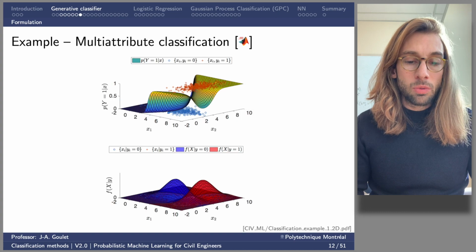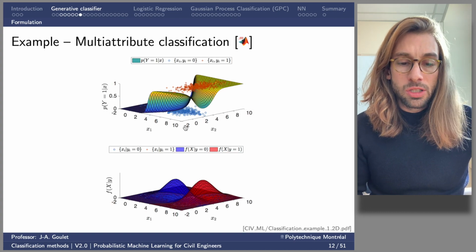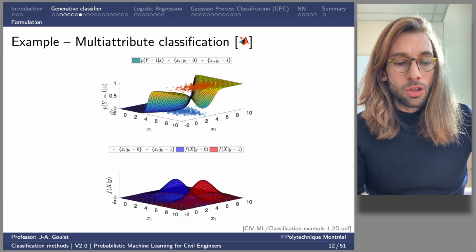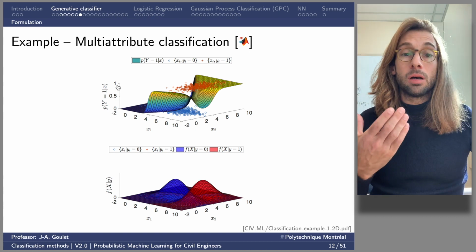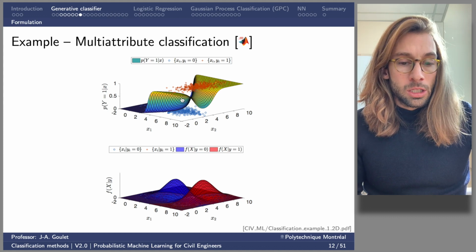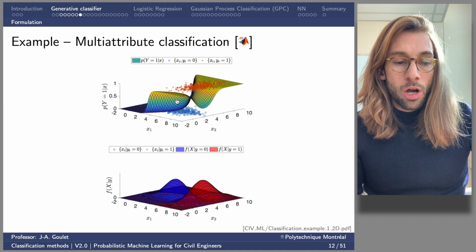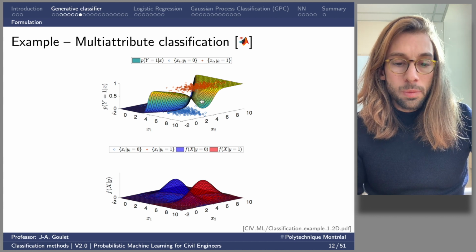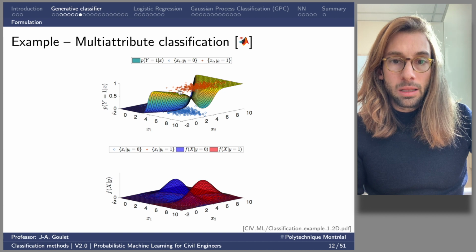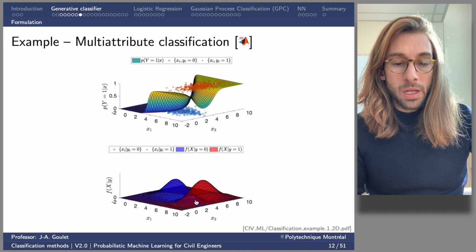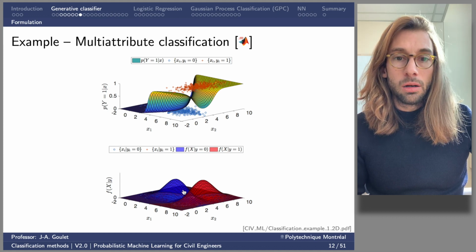So for instance, here we have two clouds of points in a two-dimensional space, x1 and x2. The vertical axis here is the outcome of my generative classifier, okay? So here it describes the probability of y equal 1 given x. What we do is first learn the joint PDF for that cloud of points. This is what we have here in red. Then we learn the joint PDF for the cloud of points in blue. This is what we have in blue here, okay?